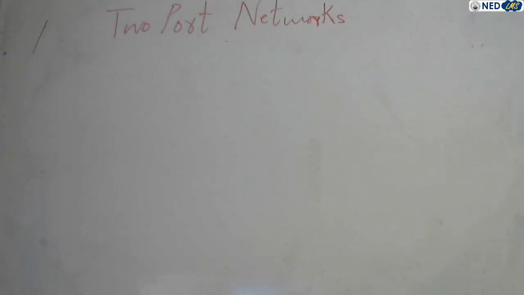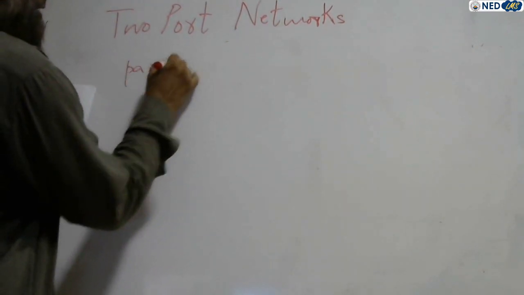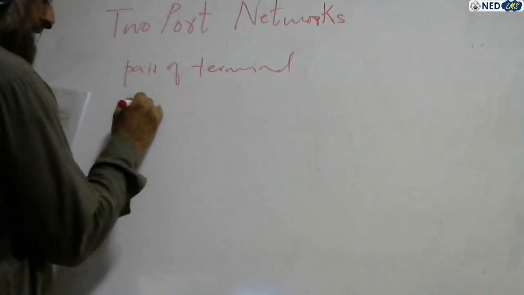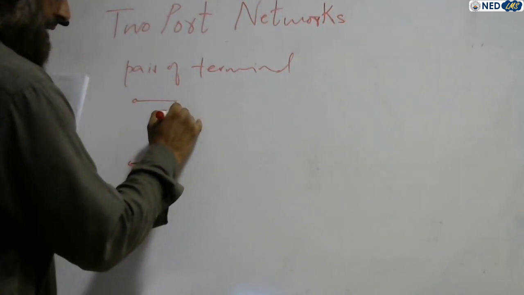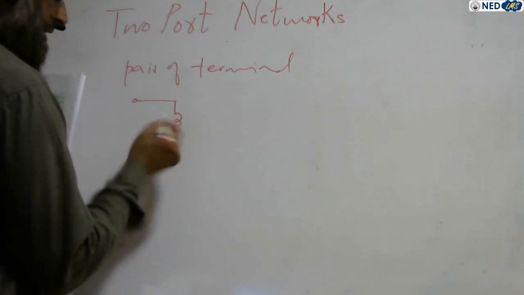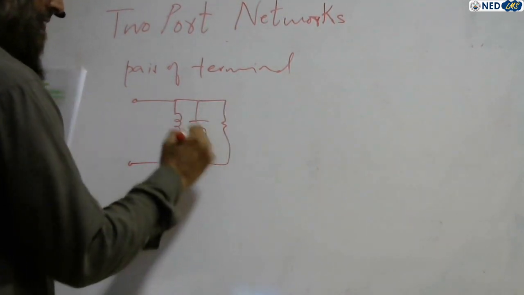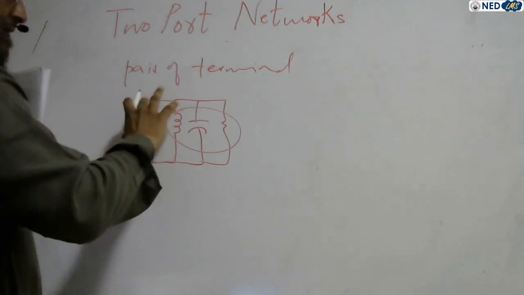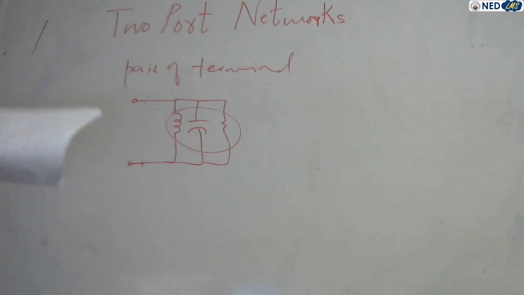Okay, two port networks. What is meant by port? Port means a pair of terminals, right? If there is one pair of terminals, for example this one, and a passive element, that is an inductor, is connected, or maybe a capacitor, or maybe a resistor, whatsoever, but this is a pair of terminals. So this is a one port terminal.